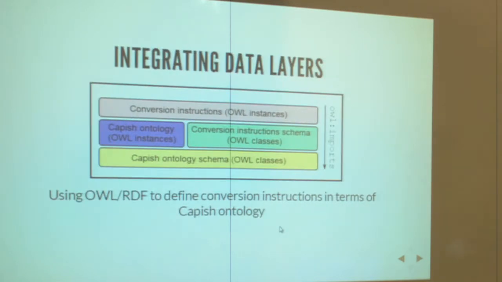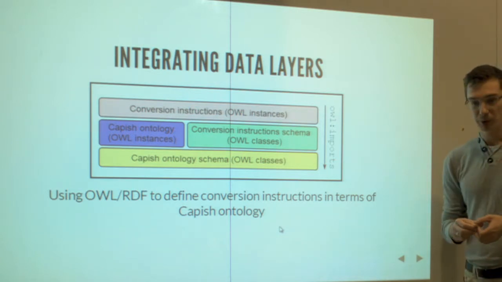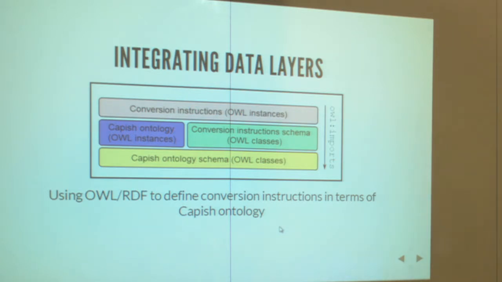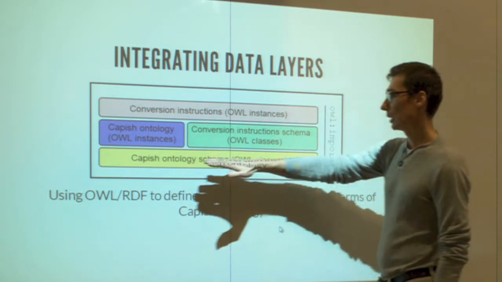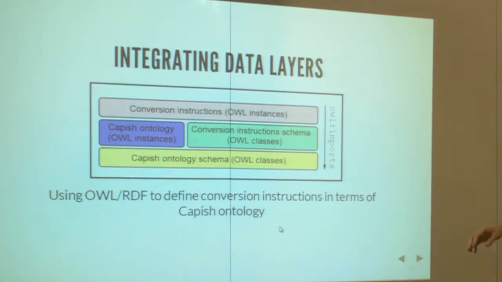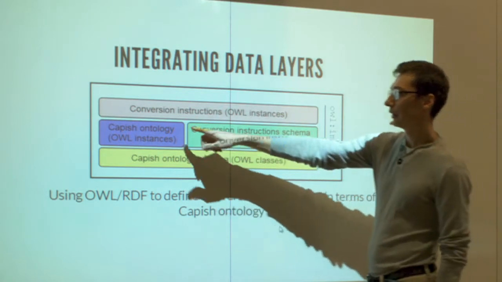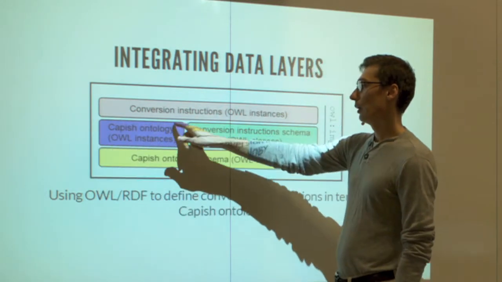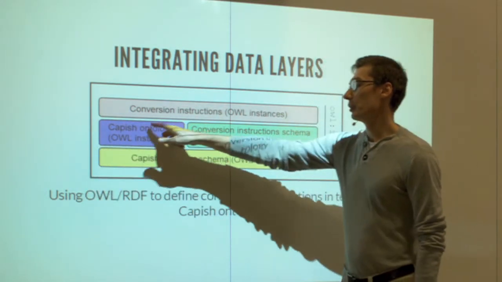Yes, but that was about the ontology itself. What about the conversions? How would we go about representing the conversion instructions, conversion information? Well, we can use the same reasoning with dependencies. We still have the Capish ontology schema represented with OWL classes at the bottom, and then we have the concrete Capish ontology represented with OWL instances.